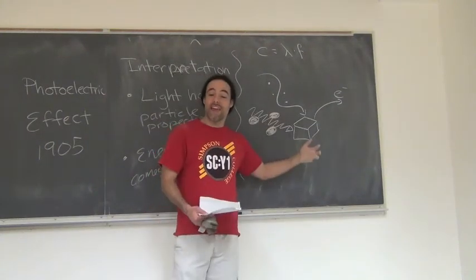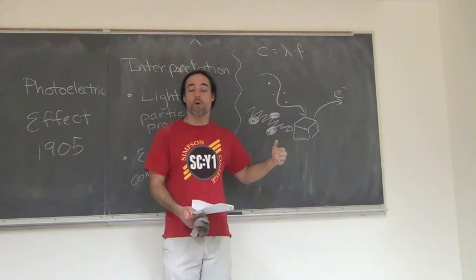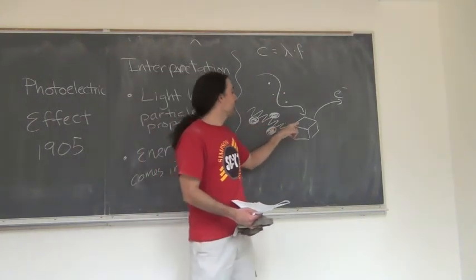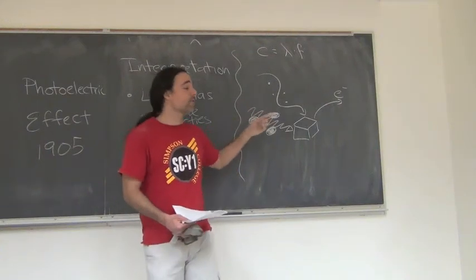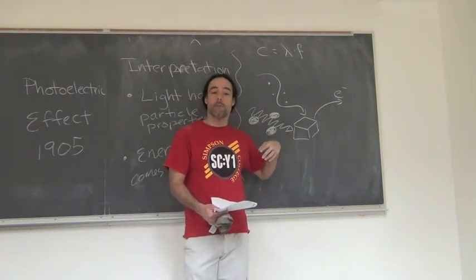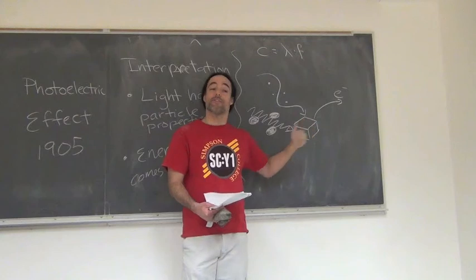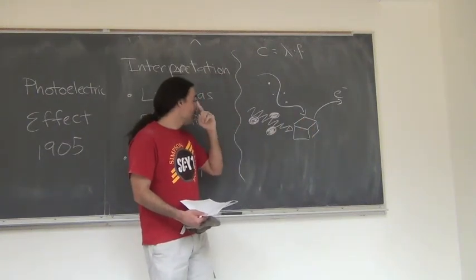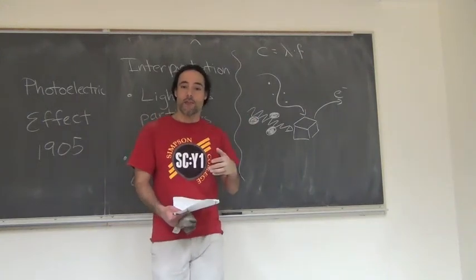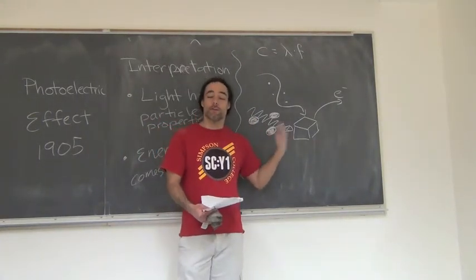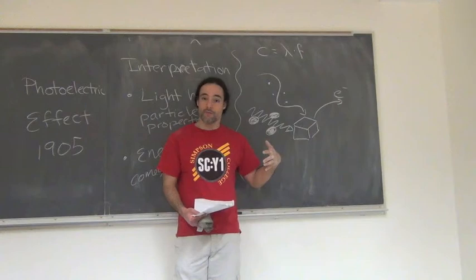If I increase the intensity of the purple light, all I'm doing is adding more bowling balls, so the number of electrons that gets knocked off increases, so that it happens at a faster rate. But if I look back and forth between the red light and the purple light, the purple is the only one that has enough energy to knock you off.